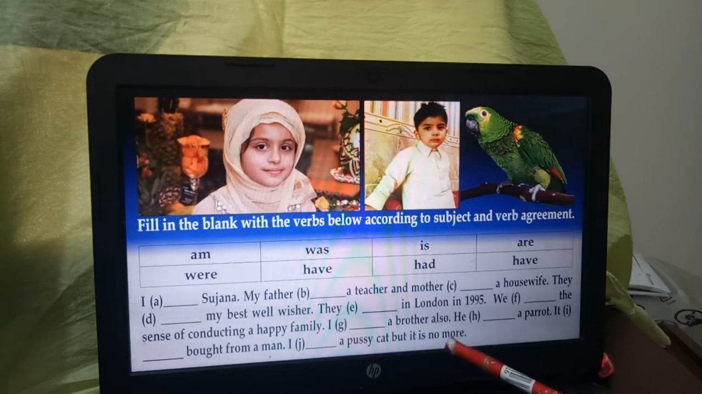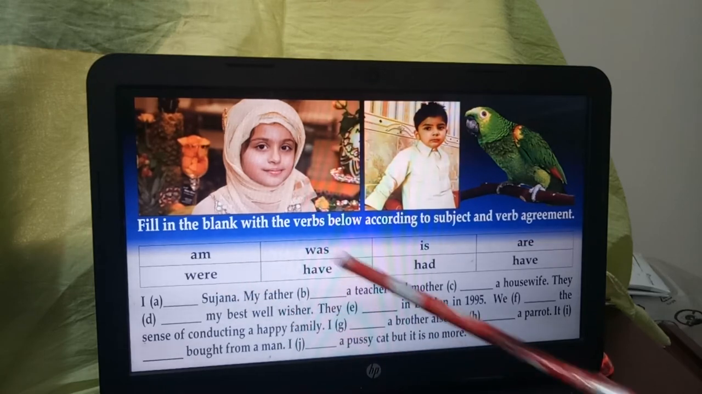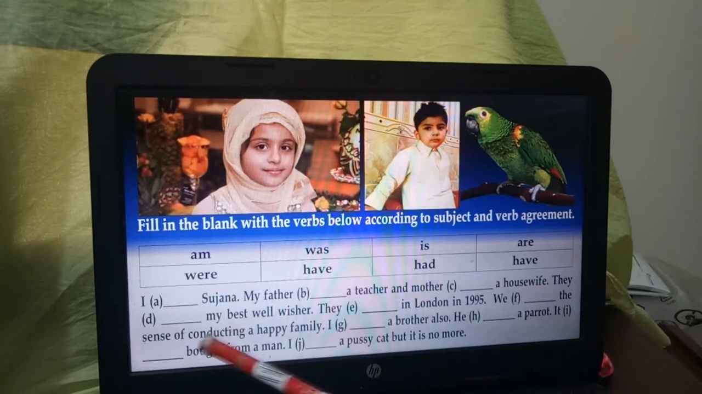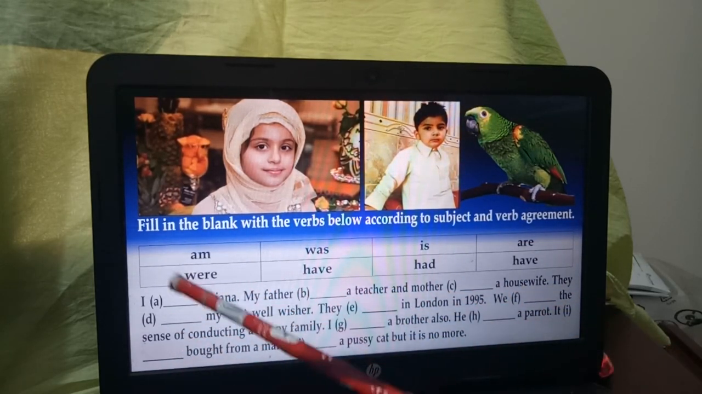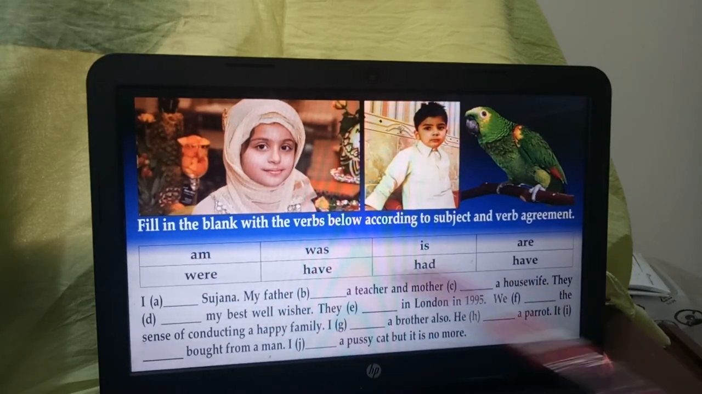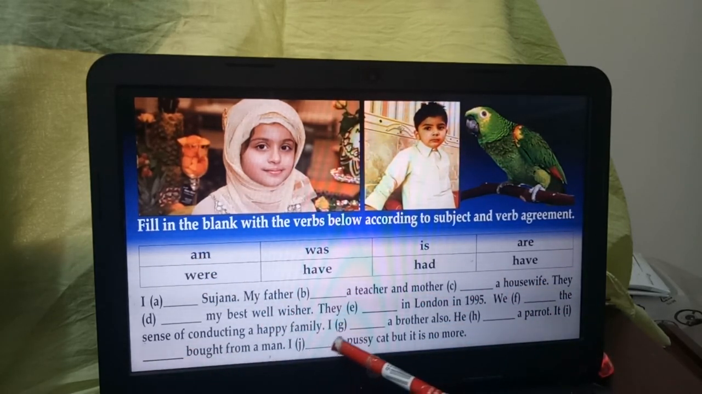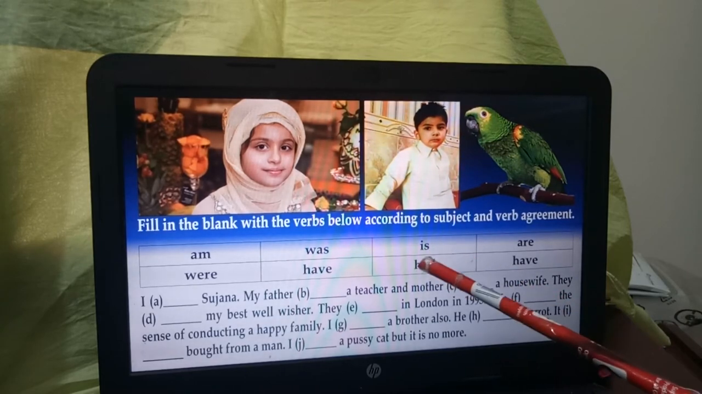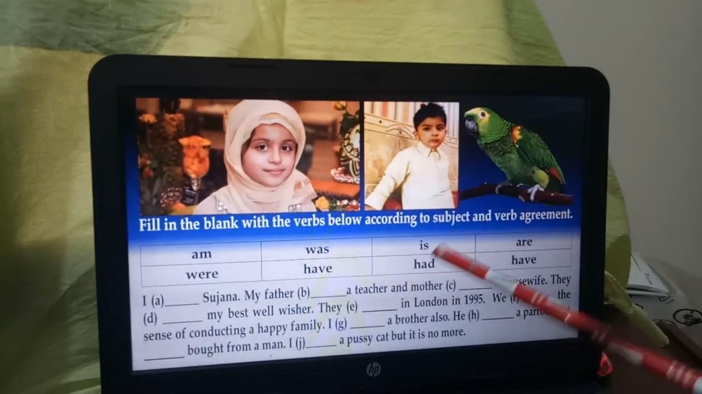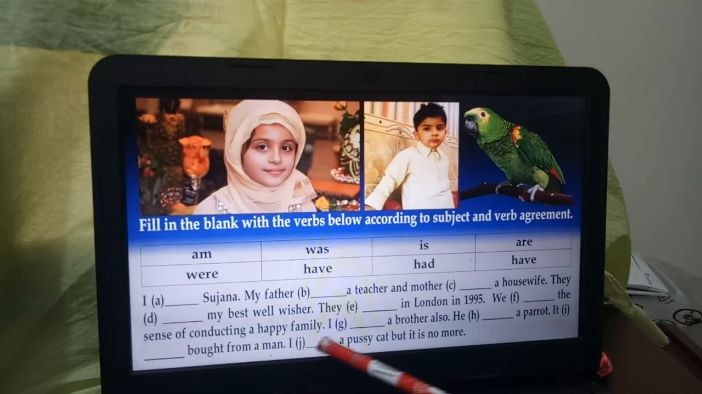I have a brother also. You are right. It will be, I have a brother also. He has a parrot. It was bought from a man. I had a pussy cat, but it is no more.